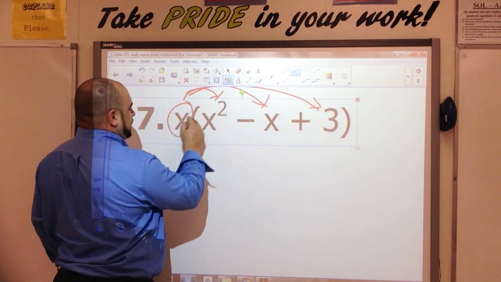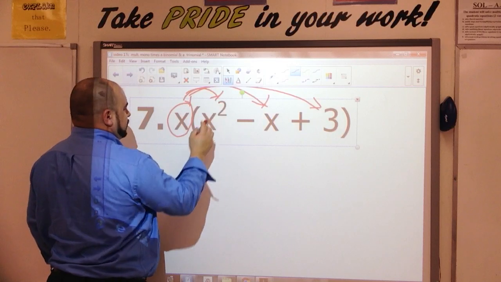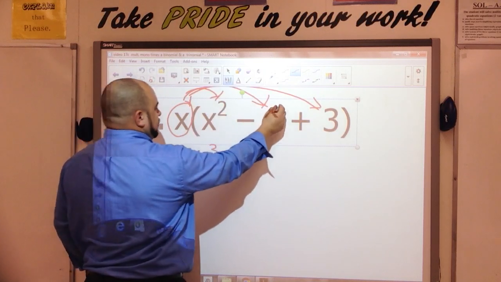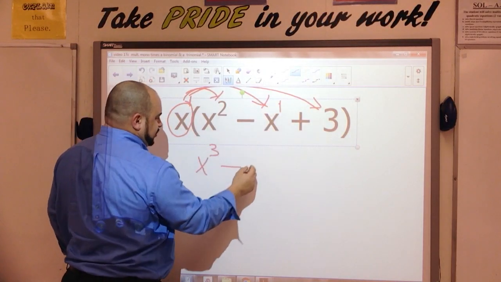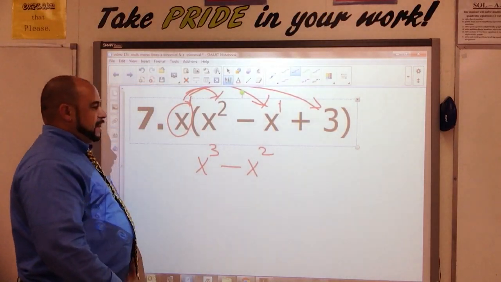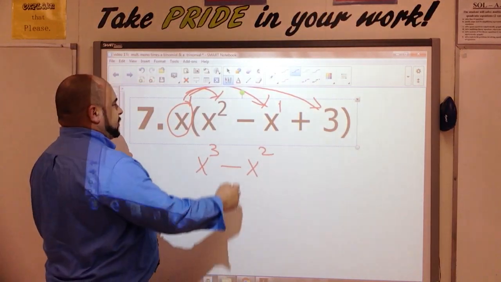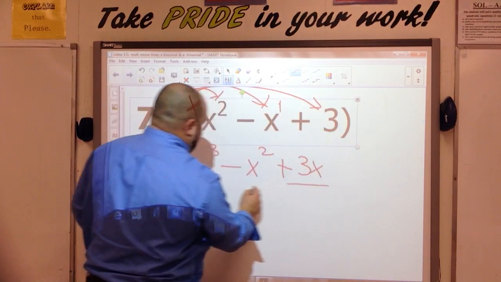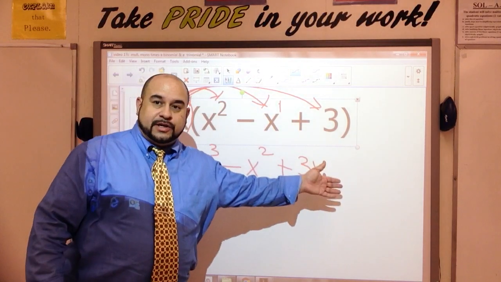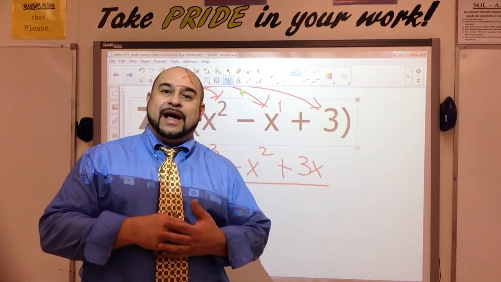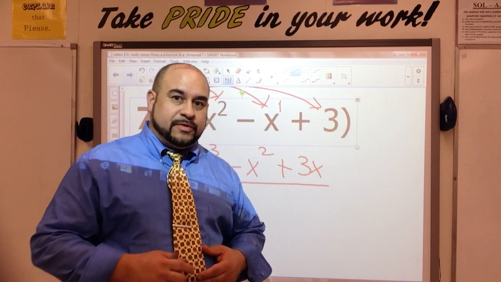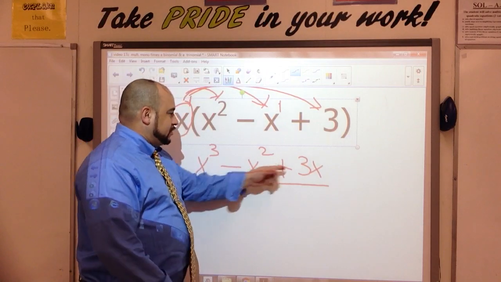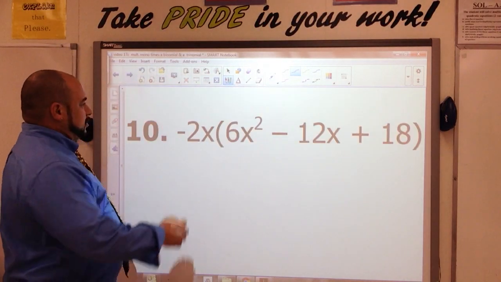So I have x times x squared, so that's 1, 2, 3, so that's x to the third, minus, I have 1x here, 1x here, 1 plus 1 is 2, so x squared, plus x times 3 is 3x. And there are no like terms here. They all have the same variable, but they all have different exponents. If you remember the rule from before, they have to have the same exponents and the same variables in order to combine them.